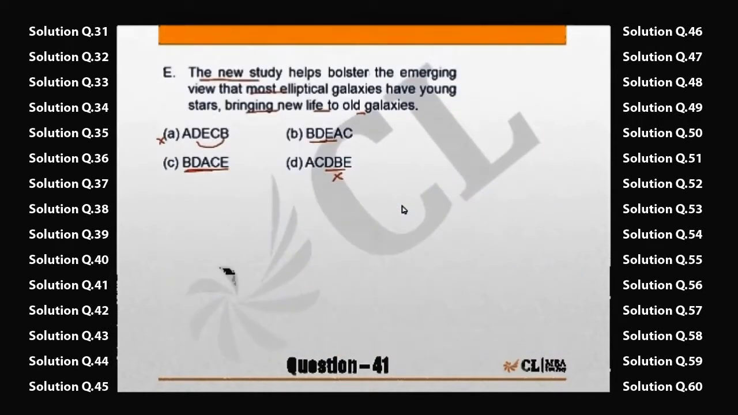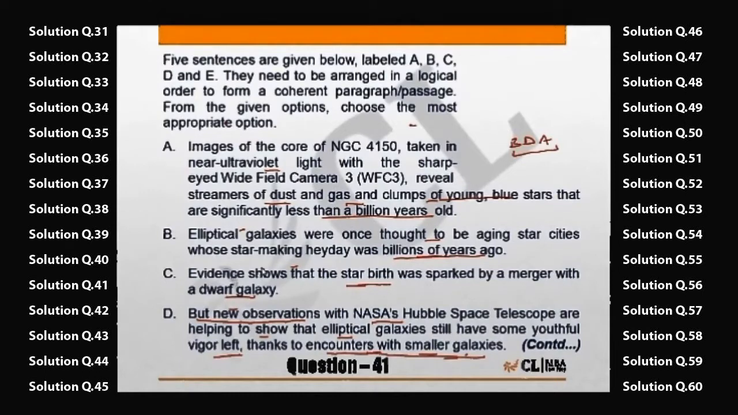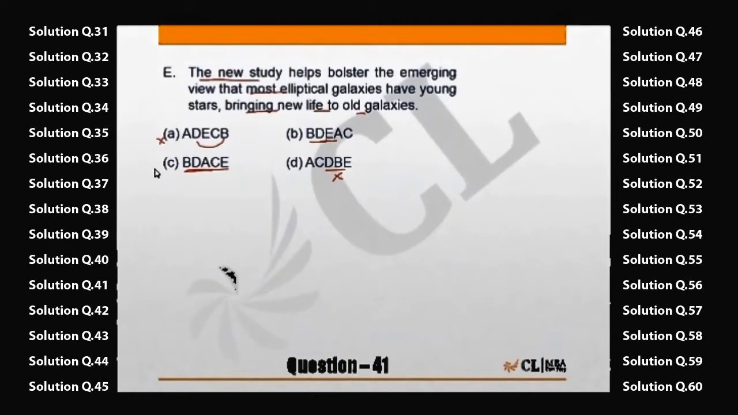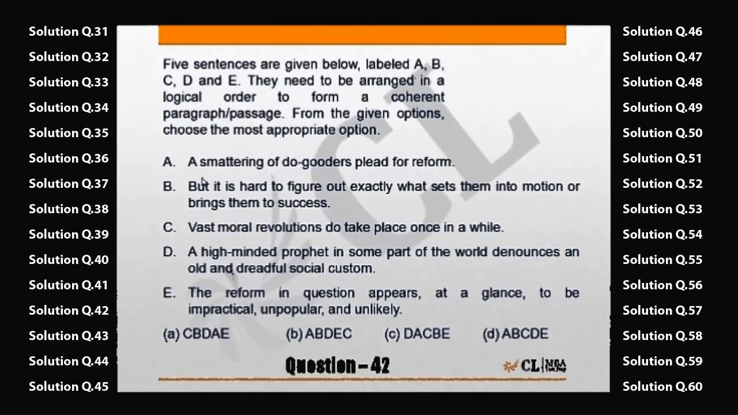C and E. So CE, evidence shows. Yeah. So BDACE. Initially I eliminated choices A and D because the combination BD should have been there, which was missing in these two. And at the second stage, I felt that BDA is a better combination as compared to BDE, and hence I went with choice C.